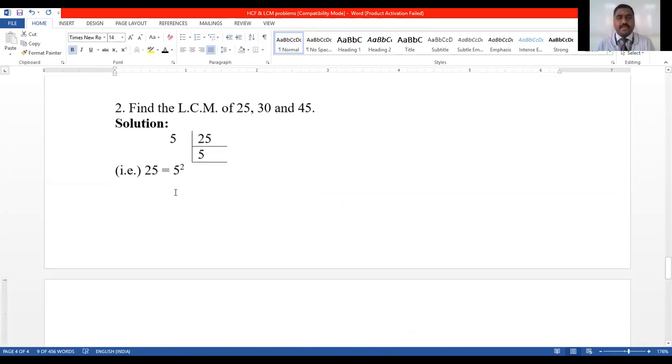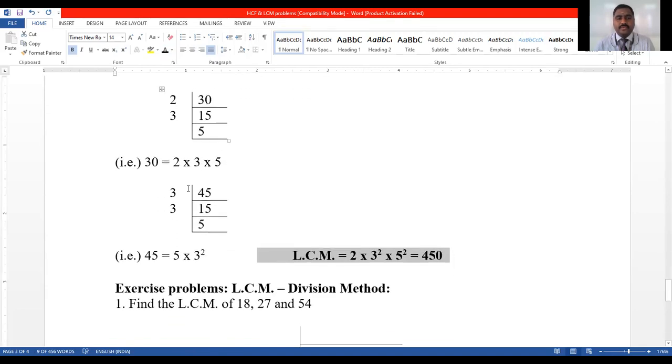See, the first value is 5 power 2, then 2 into 3 into 5, and 5 into 3. So 2, 3, 5 are the three numbers divisible by all the given three numbers. So 3 is a common divisor for the second and the third value. But what is the highest power? 3 power 2 is the highest power.